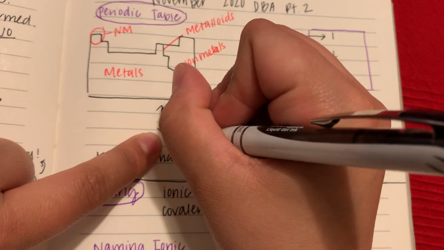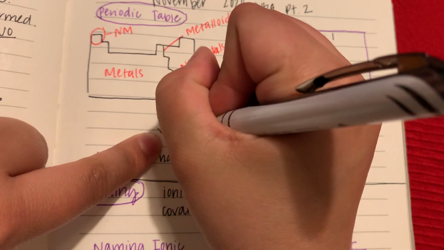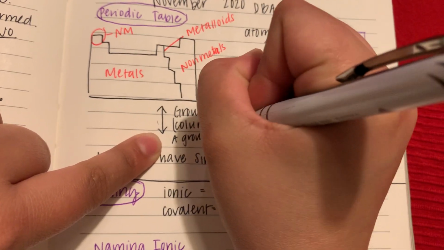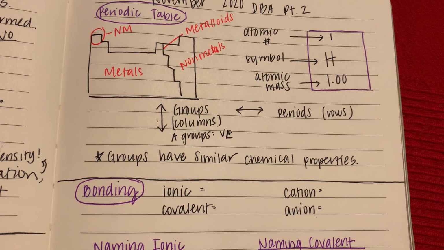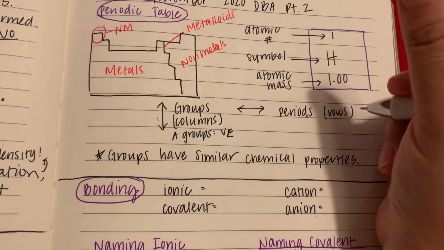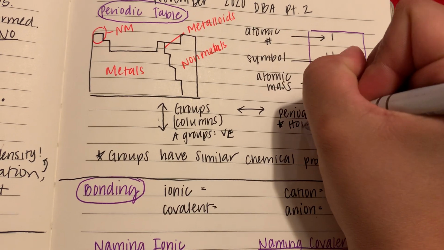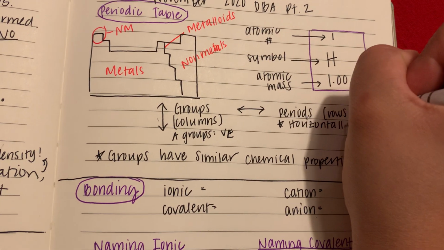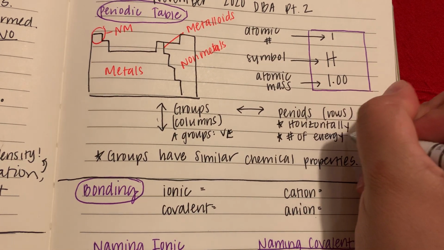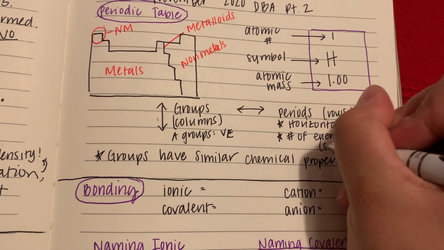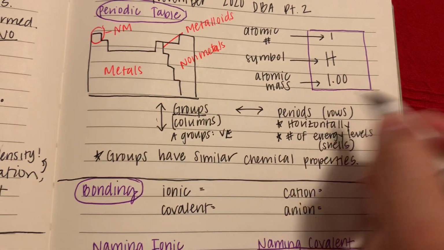Remember that these can give us valence electrons, specifically the A groups give us valence electrons. Okay, periods are horizontal. I got that question a lot before: horizontally across the periodic table, they tell us the number of energy levels. Remember, energy levels or shells. Okay, so groups go up and down, periods go left and right.